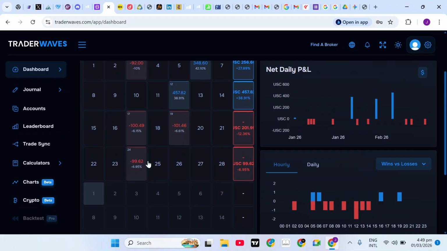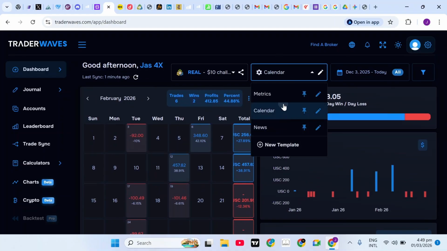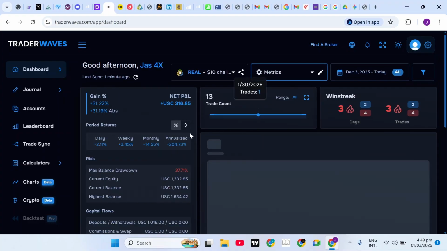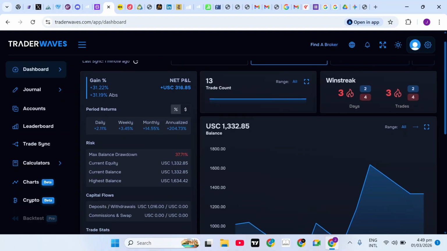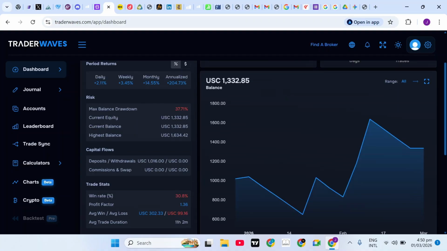These are the stats. When we change it to metrics, over here, so far this is the account. We are still in profit on the account. We are on 31.22% profits on the account. So our current balance is 1,332 cents, which is equivalent to $13, and our highest balance is 1,634 cents, which is equivalent to $16.